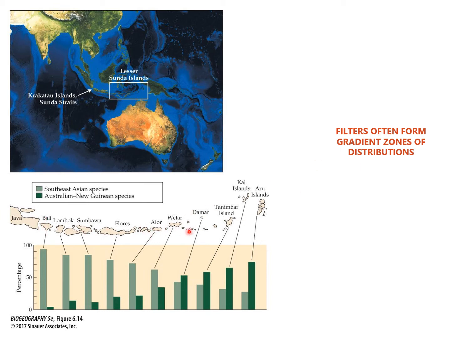And so basically, this is a filter. It filters out some species from being able to move this way and this way across, and so you get this transition in what are the dominant types of species. Over here it'll be Southeast Asian species, and over here it's going to be Australian New Guinea species. So that's pretty common when you have a filter of some kind.